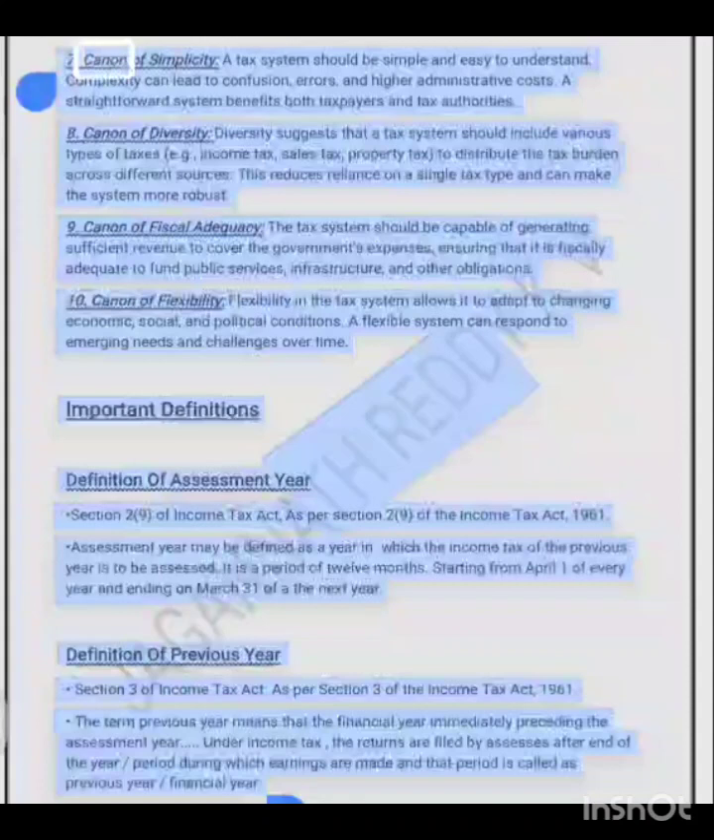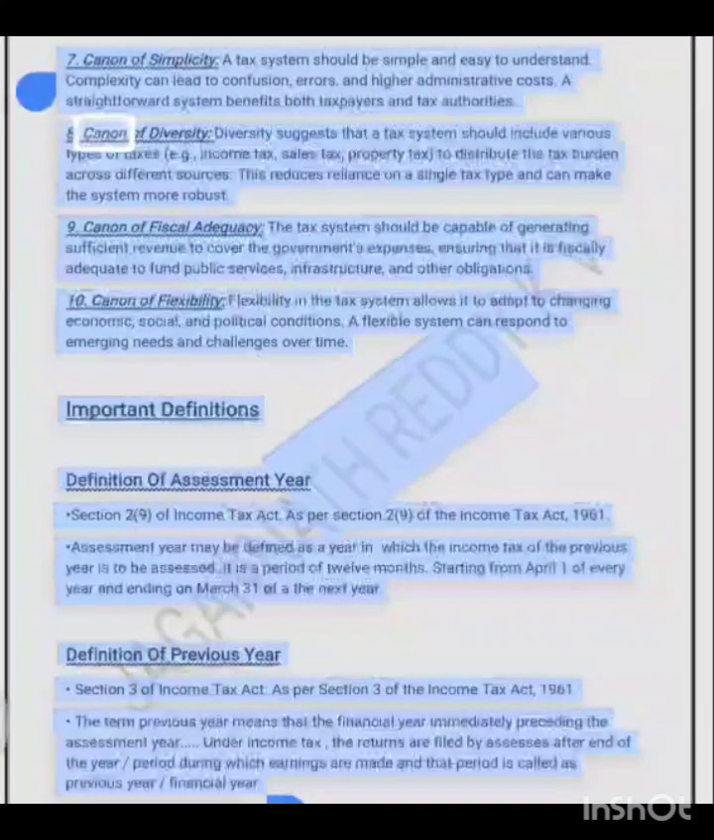7. Canon of simplicity. A tax system should be simple and easy to understand. Complexity can lead to confusion, errors, and higher administrative costs. A straightforward system benefits both taxpayers and tax authorities.